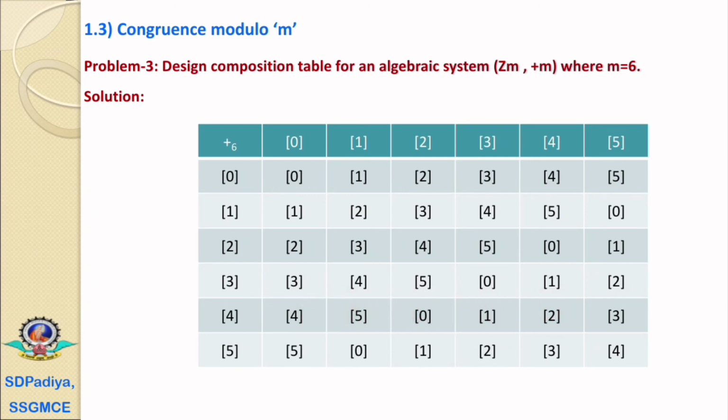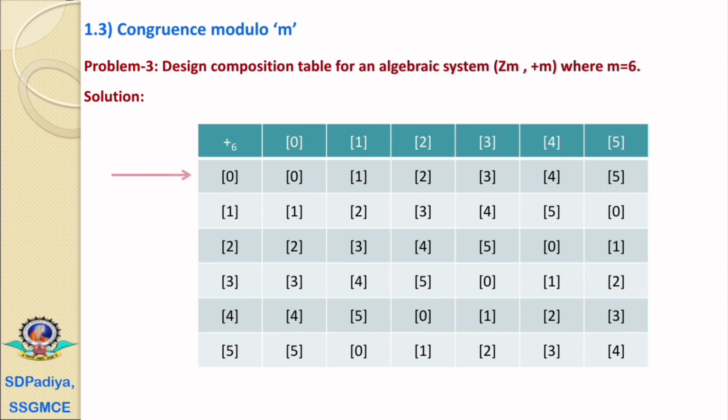Same for the last row, that is 5 plus 0 is equal to 5, 5 plus 1 is equal to 6, but 6 mod 6 is 0, 5 plus 2 is equal to 7, 7 mod 6 is equal to 1, 5 plus 3 is equal to 8, 8 mod 6 is 2, 5 plus 4 is equal to 9, 9 mod 6 is 3, and the last is 5 plus 5 is equal to 10, 10 mod 6 is equal to 4.